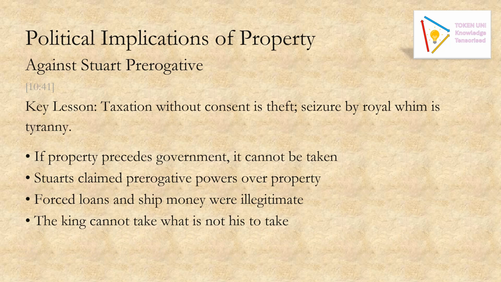This is a crucial move. If property precedes government, then government cannot legitimately take it away arbitrarily. Taxation without consent is theft. Redistribution by royal whim is tyranny. The implications for the England of Locke's day were clear. The Stuarts had claimed prerogative powers over property: forced loans, ship money, seizure without parliamentary consent. Locke's theory said this was not merely unwise, but illegitimate. The king could not take what was not his to take.